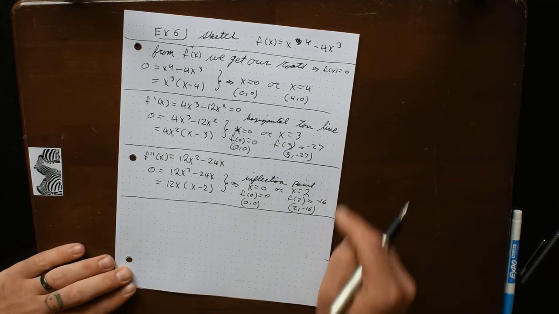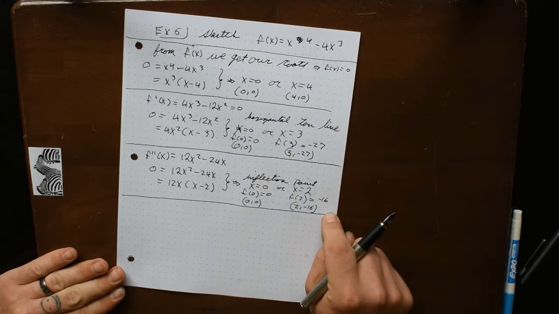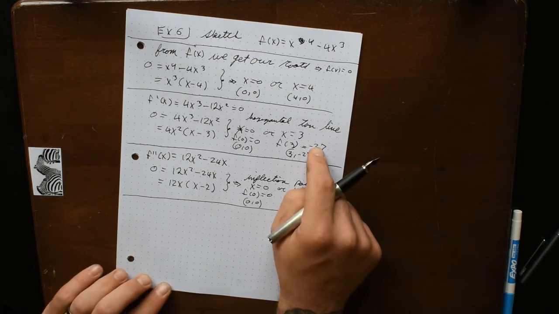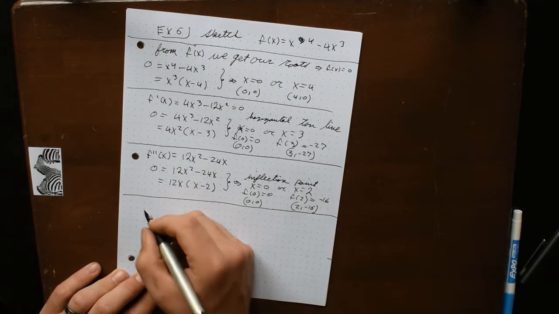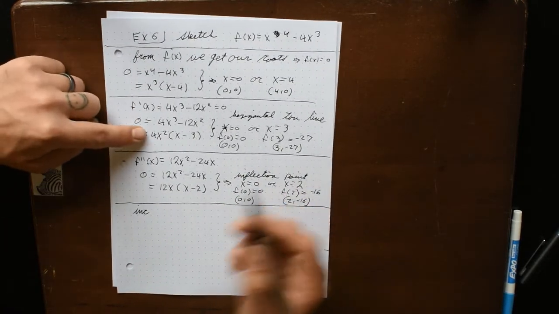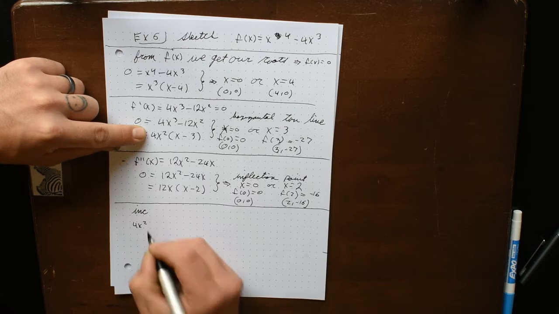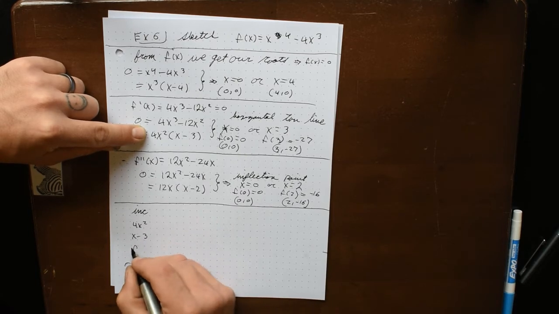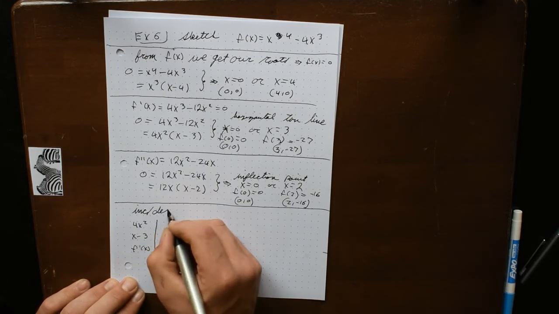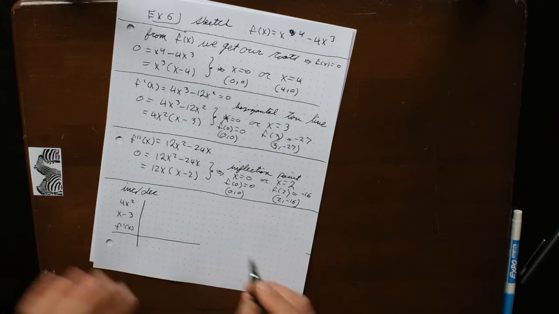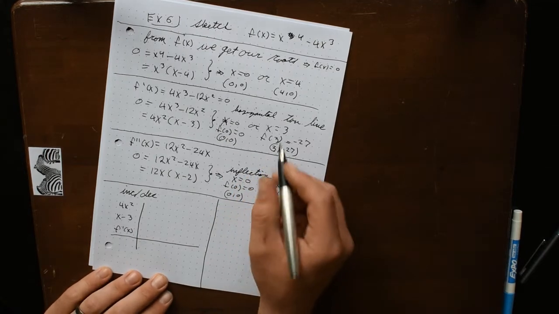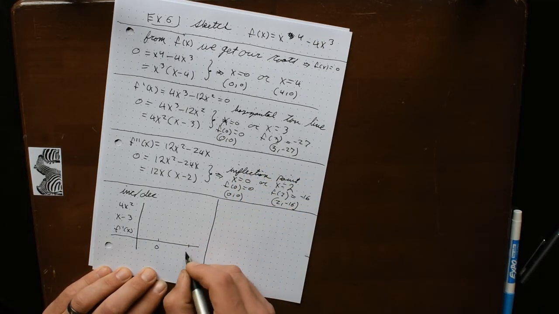So we know where our critical points are, and we know where our inflection points are. Now we can double back and figure out where we're increasing and decreasing. Looking at our derivative, we're going to break it up like we did. We're going to have a 4x squared, an x minus 3, and an f prime of x. This is increasing slash decreasing, and we're going to figure out all that information. Leave some space. The points we care about are x equal to 0 and x equal to 3, so we'll put a 0 and a 3.